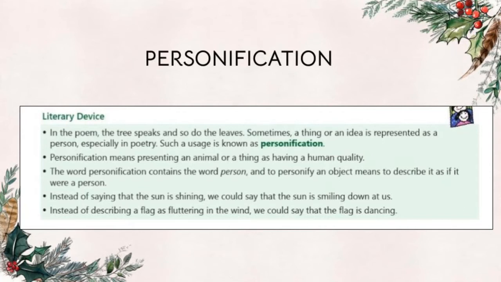Look here, two examples are given. Instead of saying the sun is shining, we can say the sun is smiling down. Instead of describing a flag as fluttering in the wind, we can say the flag is dancing. Students, remember that we have seen in this poem frolicked and danced. It means the leaves move here to there. We can say that the leaves are dancing and moving.